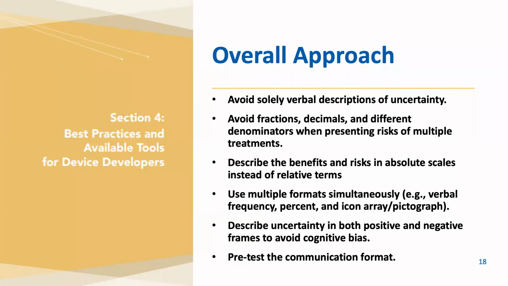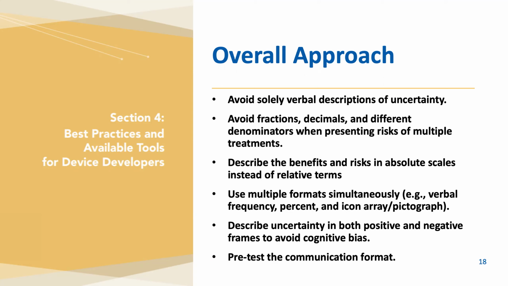Next slide, please. So section 4 then starts to present best practices and available tools for device developers. And as I said at the beginning, we drew heavily on pulling out things that are in the literature, that are out in the public domain, and trying to synthesize them in a way that would be useful, especially for a device arena. So in terms of an overall approach, here are some considerations, things to think about, and maybe some best practice tips that we extracted. So avoiding solely verbal descriptions of uncertainty. So using multifaceted ways of presenting uncertainty, including numbers and percentages and visuals and so forth.